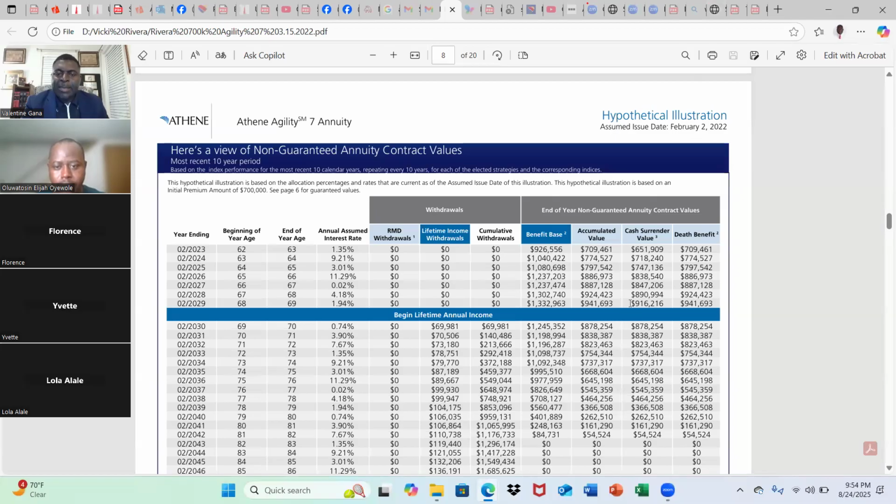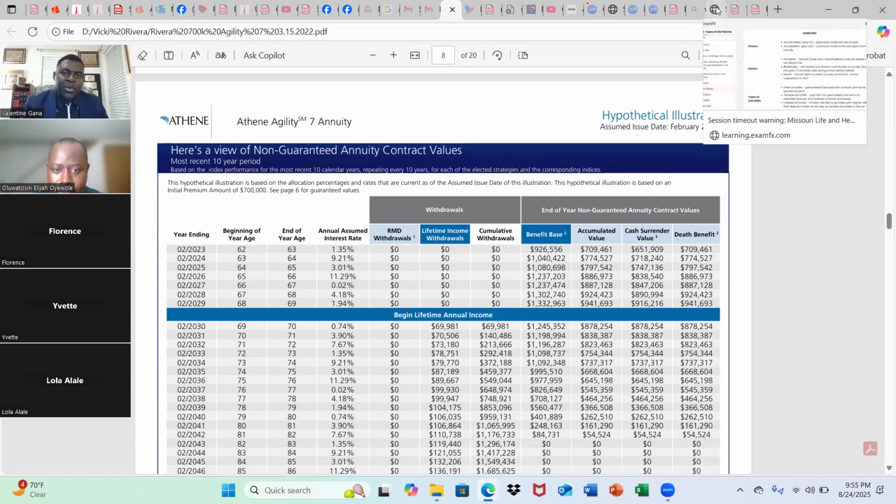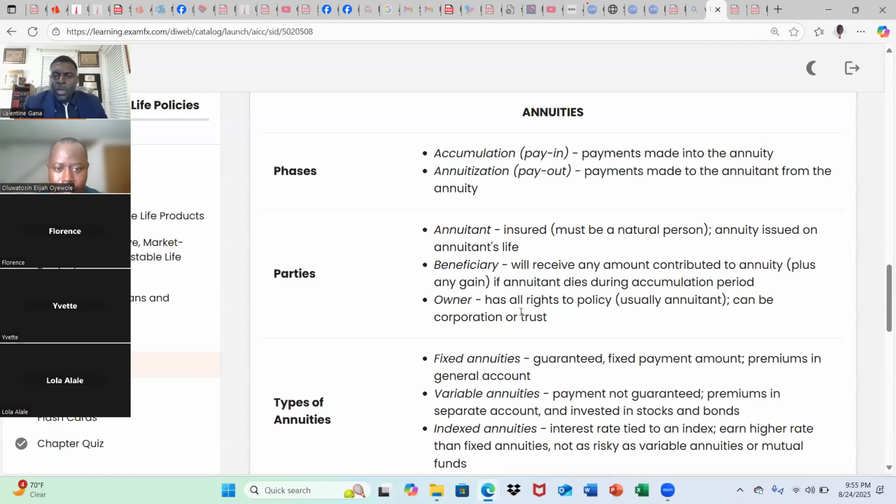So this is an example of an annuity here, and I personally wrote this one. So this is an annuity I wrote. All right. So it's got an annuitant, who is the person who will draw from the annuity. The annuitant does not necessarily have to be the owner, but usually the owner is the annuitant. So somebody creates an annuity where at retirement, they will draw money from that annuity.